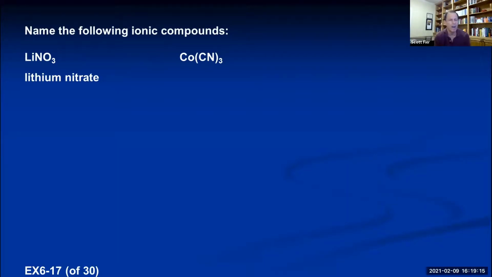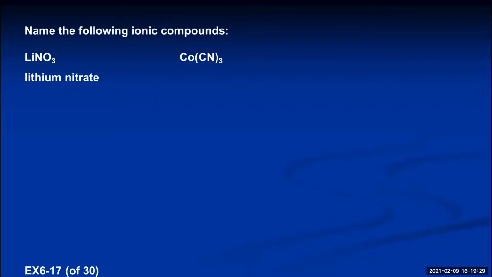That's the cyanide ion. So we would name the positive ion, we name it cobalt, unless cobalt can form more than 1 cation. Does cobalt form more than 1 possible ion? Yes. So that means we can't name it cobalt. So we have to include its charge in the name.